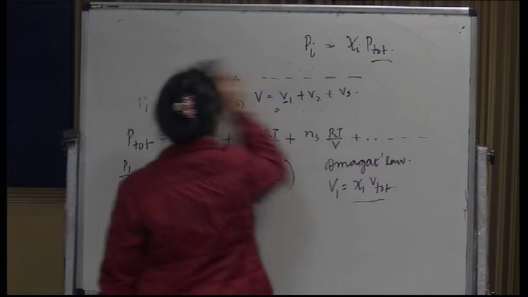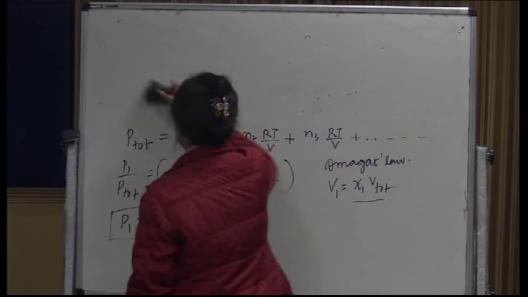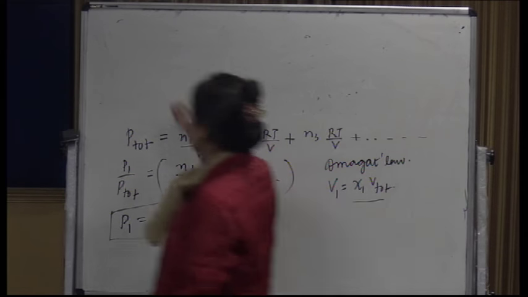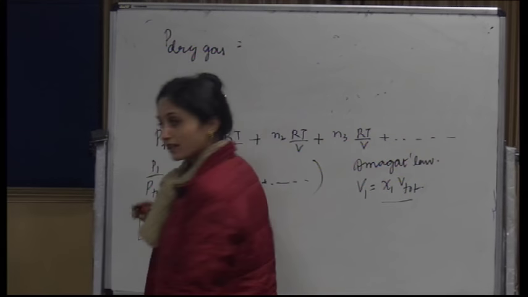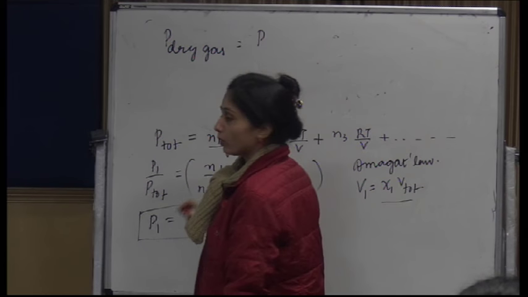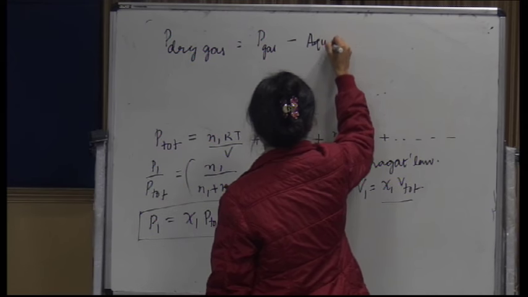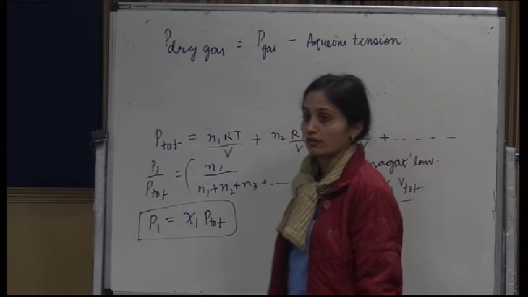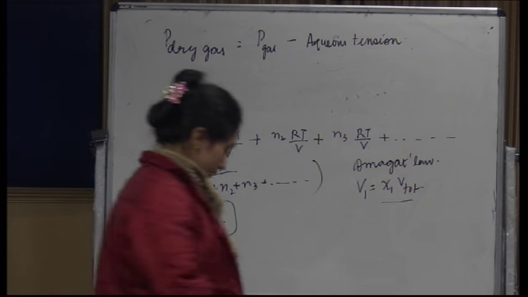I am talking about how to find the pressure because there are questions based on it, and it is a very simple concept, even given in NCERT, I suppose. So the pressure of the dry gas is equal to the normal pressure of the gas minus the aqueous tension. Remember this, it is a very simple kind of stuff. Aqueous tension is the pressure exerted by saturated water vapor.